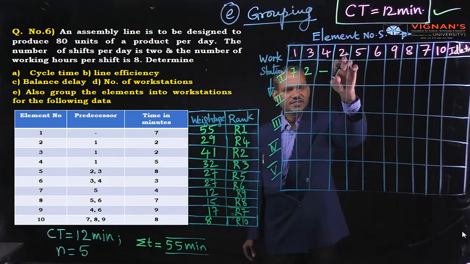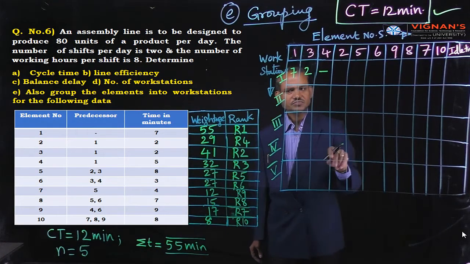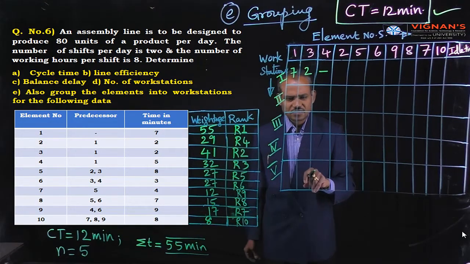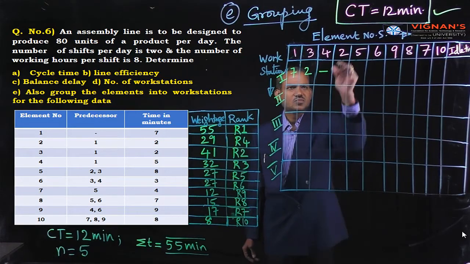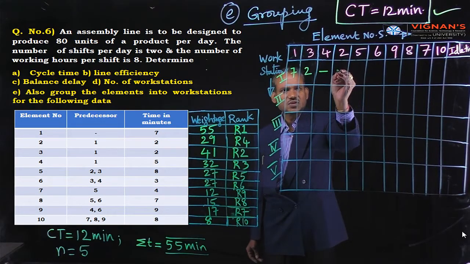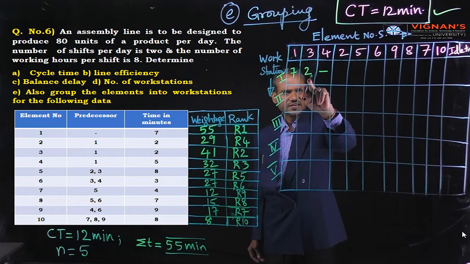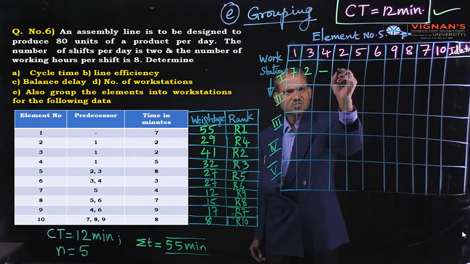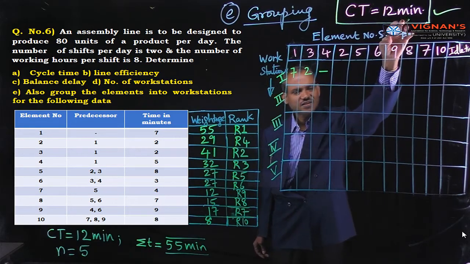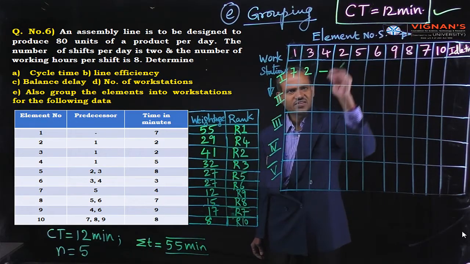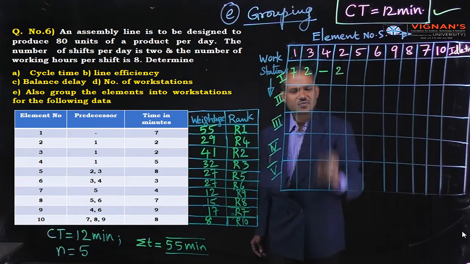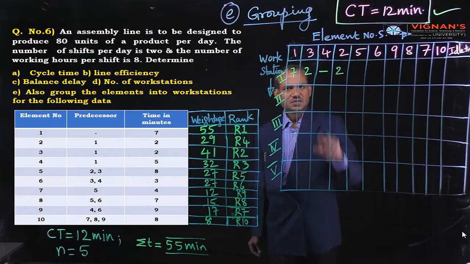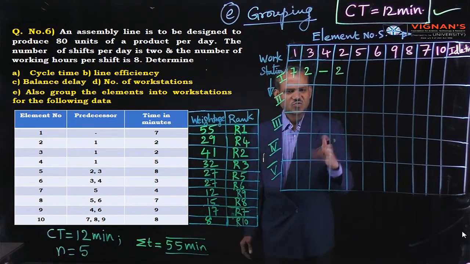Similarly, move to the next work element, number 2. Observe the element number 2 timing. Element number 2 timing is 2. 7 plus 2, 9. 9 plus 2, 11. So, 11 is less than this cycle time, therefore assign. Write 2 only. 7 plus 4, 11 minutes is over.